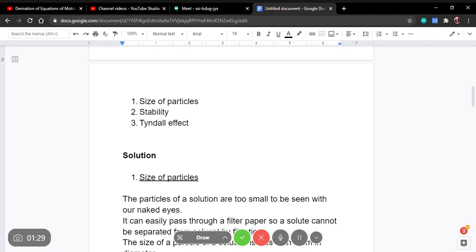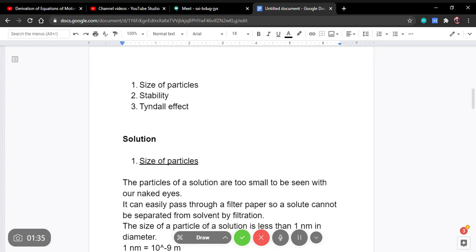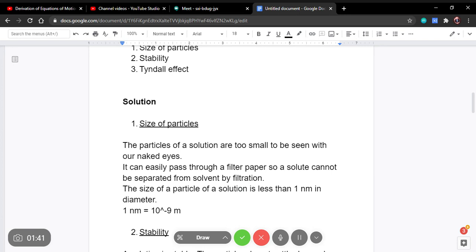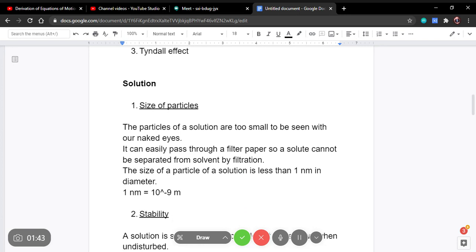The Tyndall effect is the scattering of a beam of light by particles in a solution, a suspension, or a colloid. Let us see which mixture possesses the Tyndall effect. Now let's start with solution.